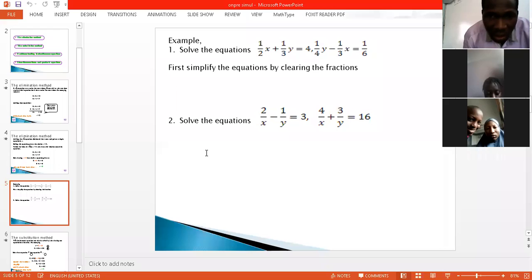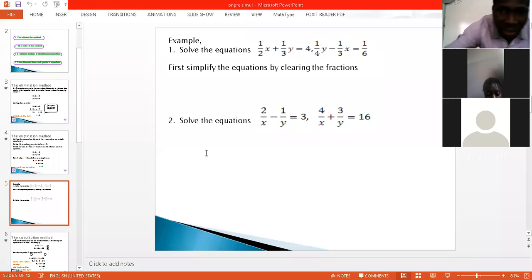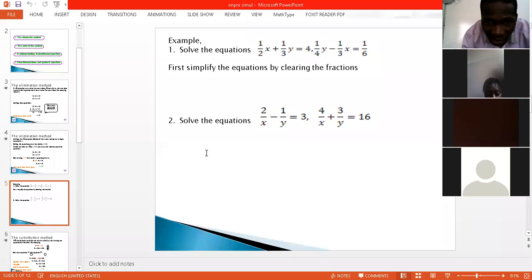And the second question, you have 2 over x minus 1 over y is equal to 3. Then the second equation, 4 over x plus 3 over y is equal to 16. What do you do? The idea I gave is that you take the 2 out as a coefficient such that you have 1 over x as a fraction. The same goes for 1 over y in the first equation. Now you do the same for the second equation. You take 4 out, then you will be left with 1 over x. Then 3 out, you'll be left with 1 over y, all equal to 16.